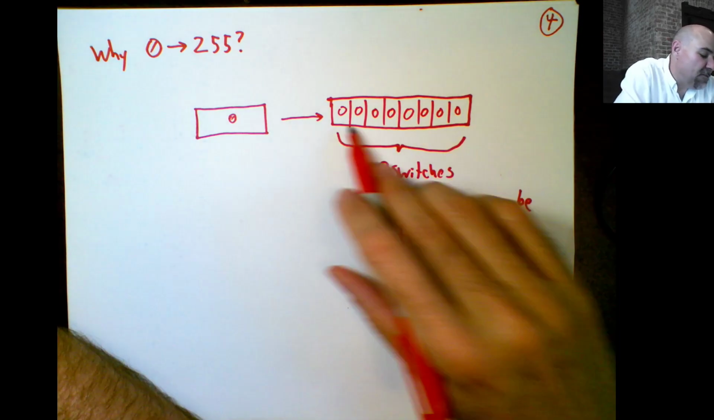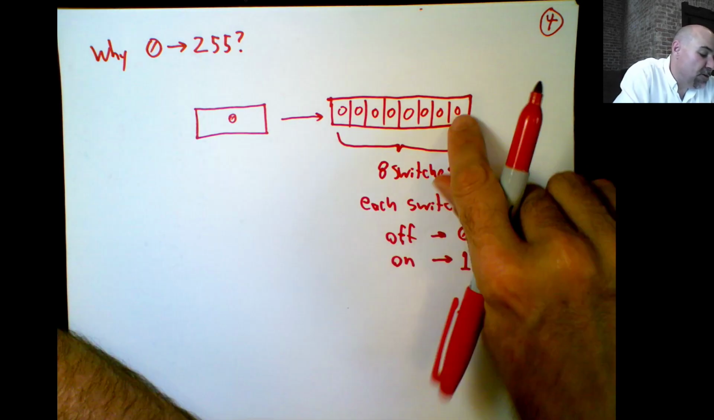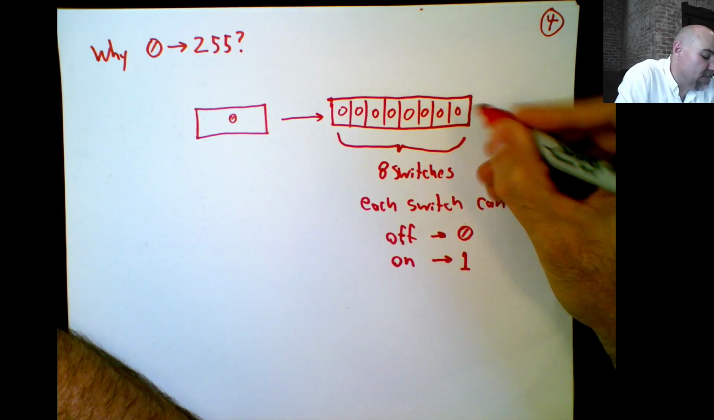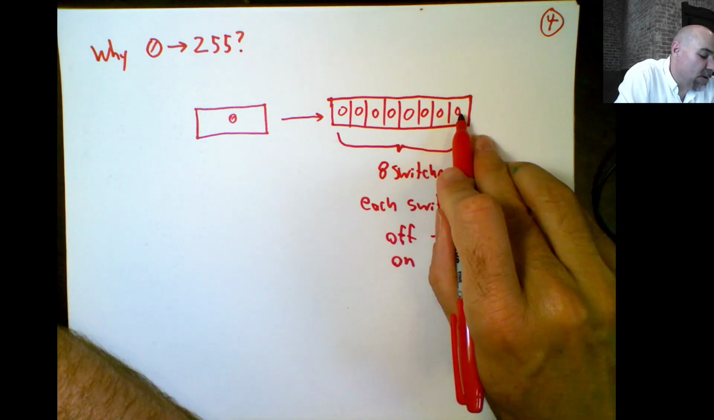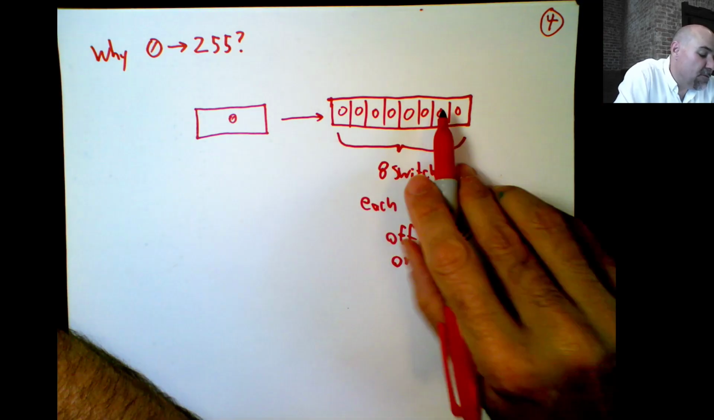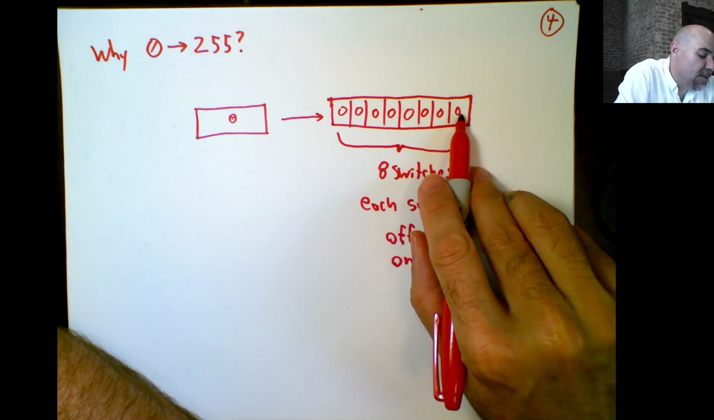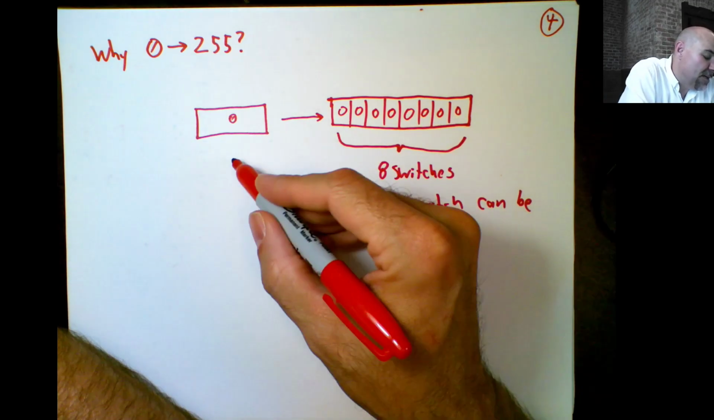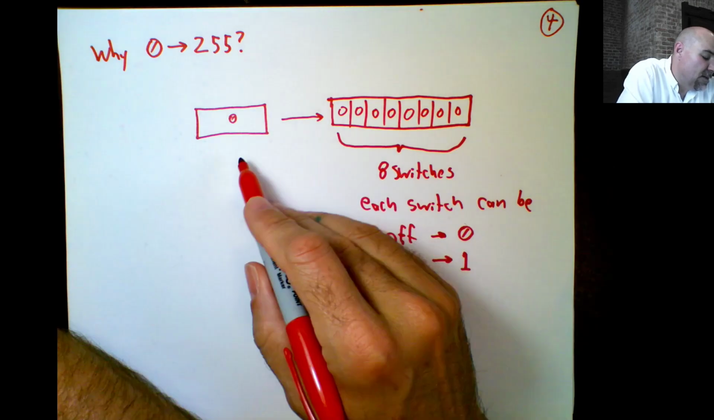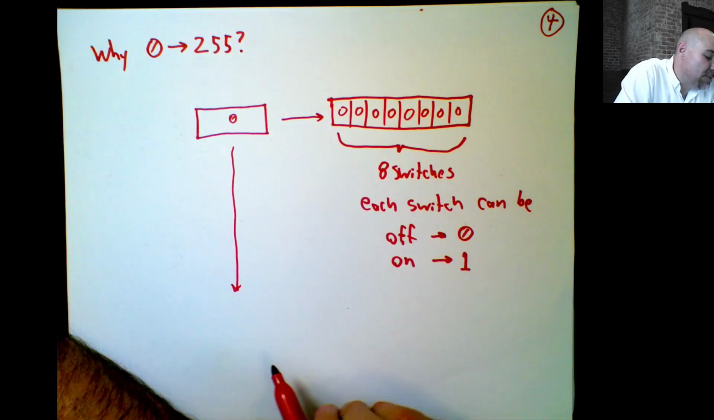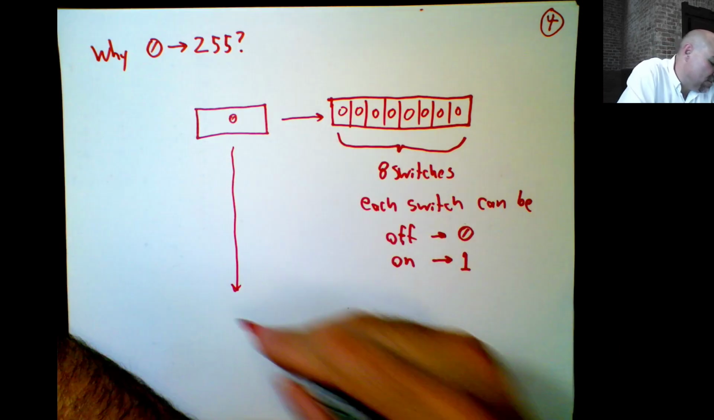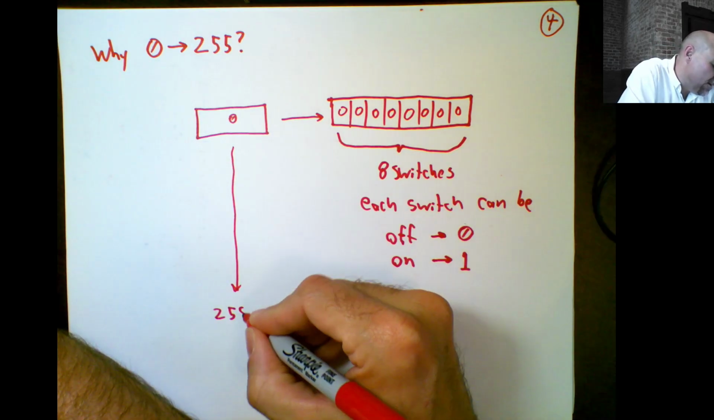If there's only 8 switches, and I turn just one of them on, like that one there, that would be the number 1. If I turn this one on and that one off, that would be the number 2. Number 3 would be both this one and this one on. If you follow that logic all the way through all of the possible switch patterns, the largest number I could ever get with 8 switches would be all of them turned on. So that's where that 255 comes from.